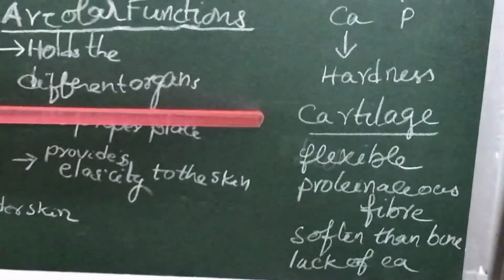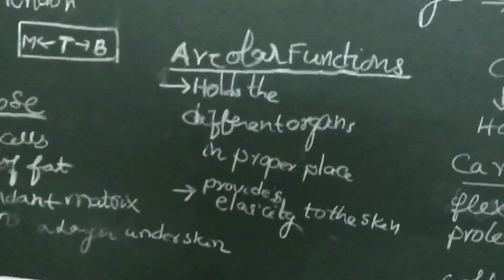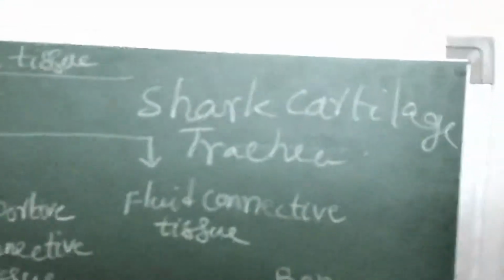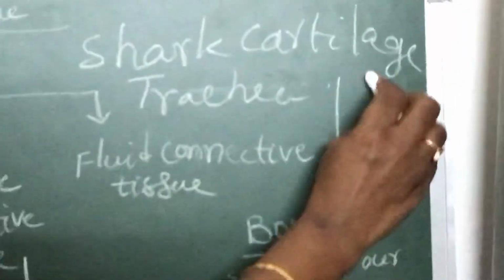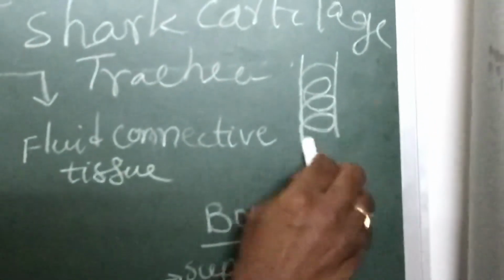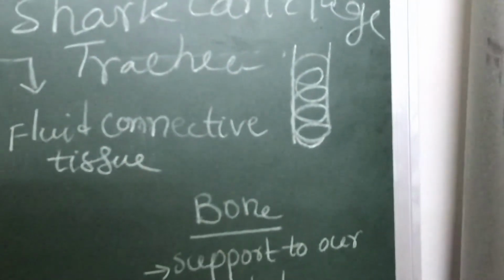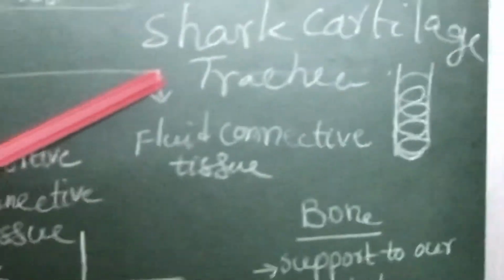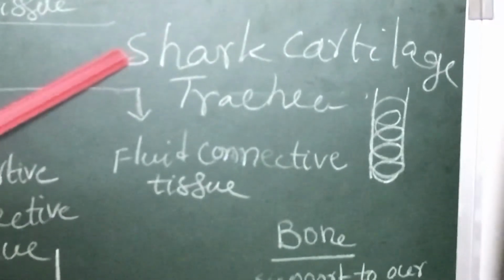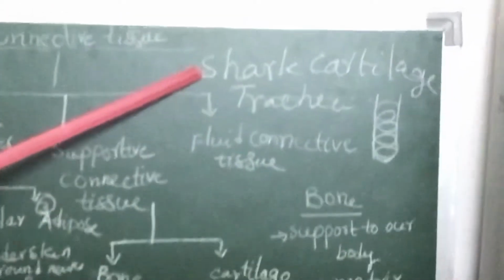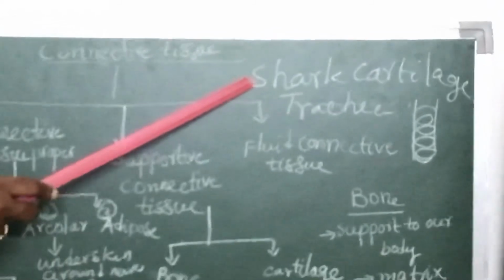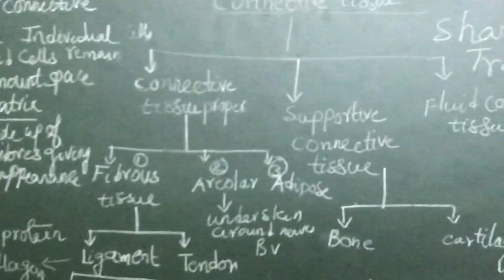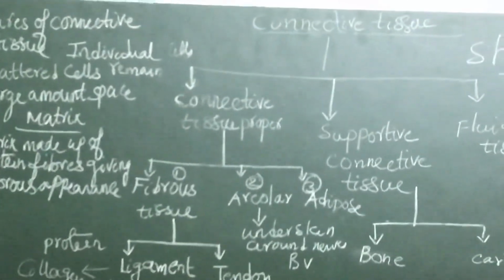And this cartilage is present on the tip of the nose, external pinna, and trachea. The trachea is nothing but the windpipe, which is made up of C-shaped cartilaginous rings which protect the trachea from closing and collapsing. You take a fish, shark. The entire skeletal system of shark is made up of cartilage. And this cartilage is softer than bone. And the tips of the ribs are also made up of cartilage.